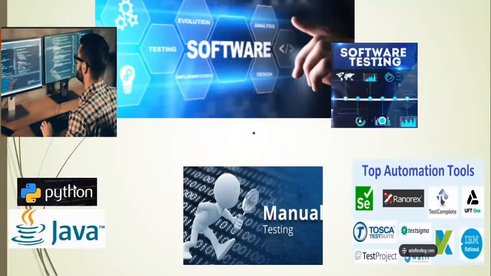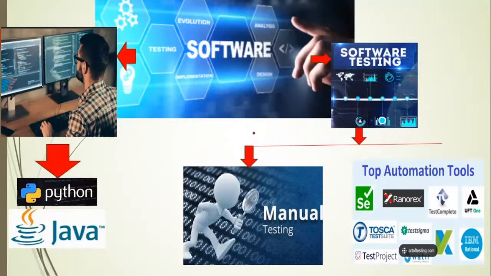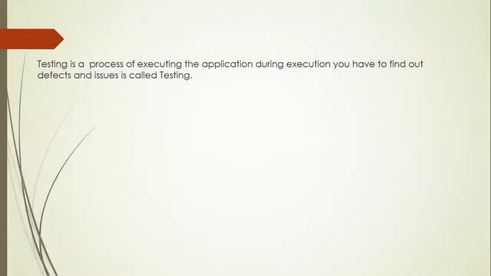Meanwhile, I'll go with the rest of the example. Don't worry about manual testing and automation testing. For manual testing, no coding is required. But in automation testing, some of the automation tools have a coding language, and you must learn the coding. But for the rest of the automation tools, there is no need to learn any coding language. Okay. So what is testing? What is software testing?